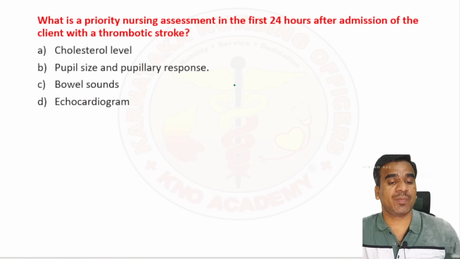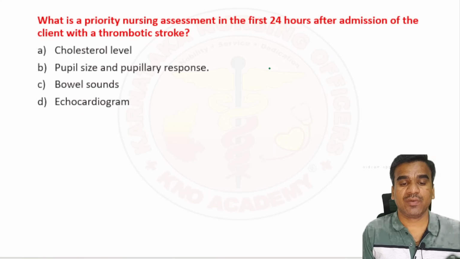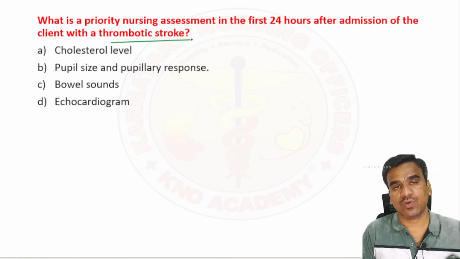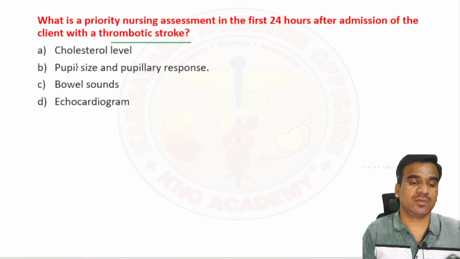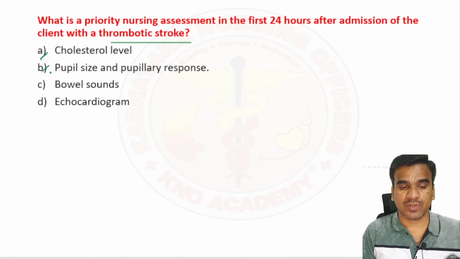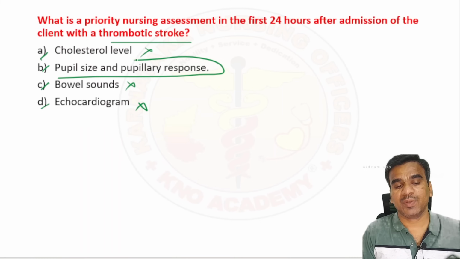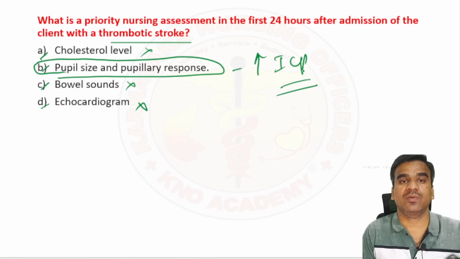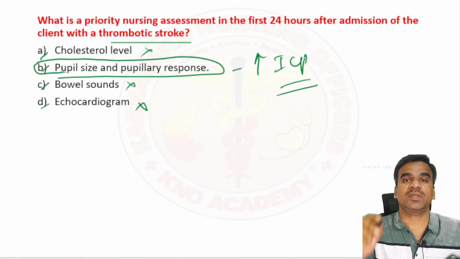And the next question is, what is the priority nursing intervention in the first 24 hours after admission of the client with a thrombotic stroke? Options: cholesterol level, pupil size and pupillary response, bowel sounds, echocardiogram. Echocardiogram is not required. Bowel sounds also not required. Cholesterol level also not required immediately. So the main thing will be pupil size and pupillary response to check the increased ICP, increased intracranial pressure. So we should check the pupil size.